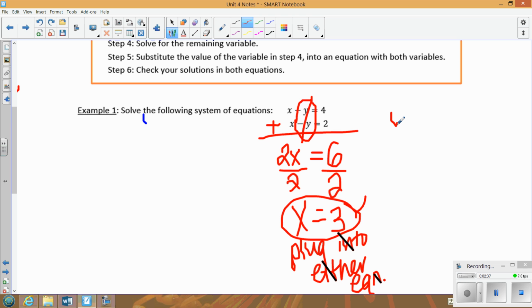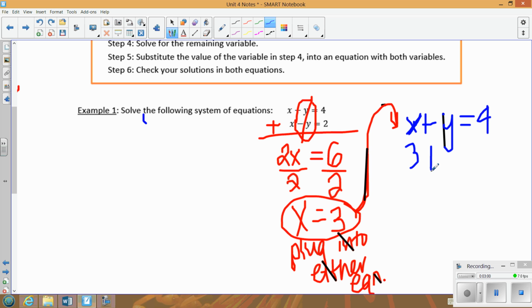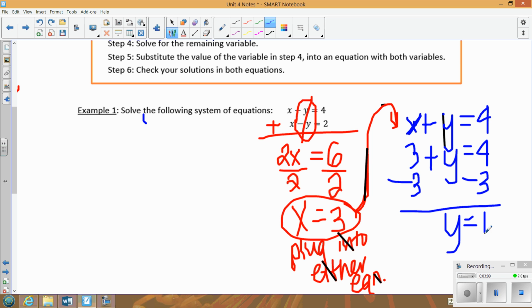I'm going to plug this into either equation. Whichever one you think is easier to plug into is what you're going to want to do. In this case, it's not going to make a huge difference. I'll just pick the first one. So I have x plus y equals 4 is the first equation. I'm going to plug my 3 in, and then subtract 3 from both sides. So we get y equals 1.